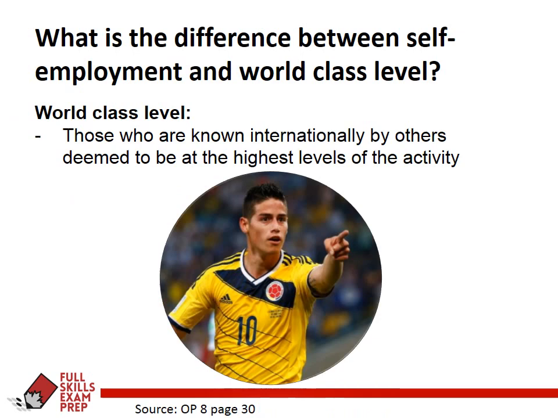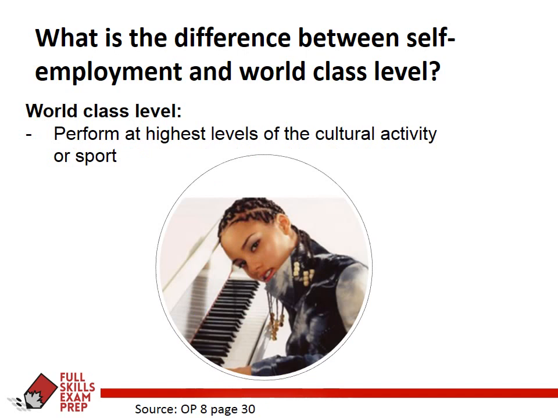Okay, so you might be wondering what the difference is between someone who is self-employed and someone who is at a world-class level. This is a pretty big topic as well. So at a world-class level is generally people who are known internationally by others who are also deemed to be at the highest level of this activity. Okay, so you have this professional soccer player here from Colombia, and other soccer players in the world at the highest level would consider him to be a colleague as well. In terms of cultural activities, you have the same idea. You have people who are again considered to be the highest levels, and that is of course internationally known all over the world as well.